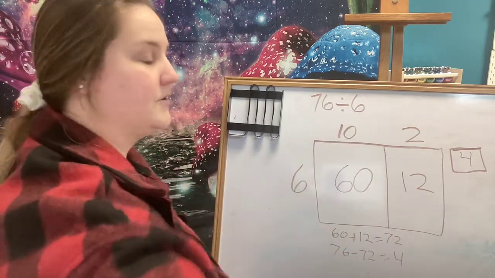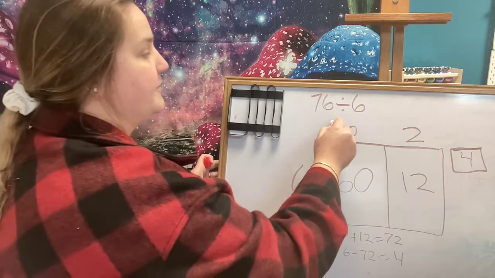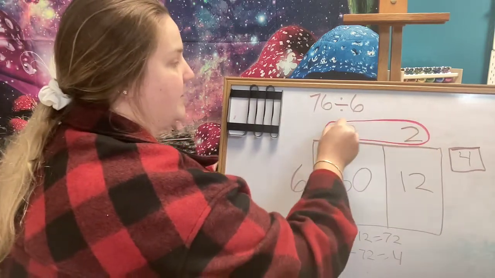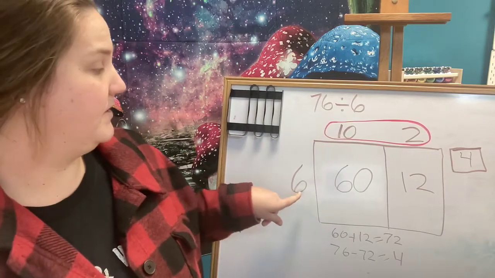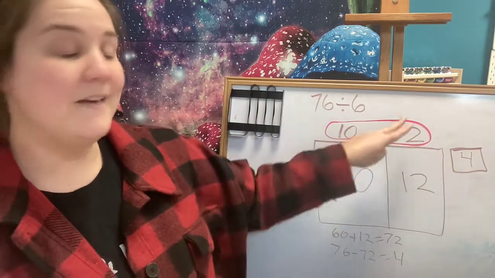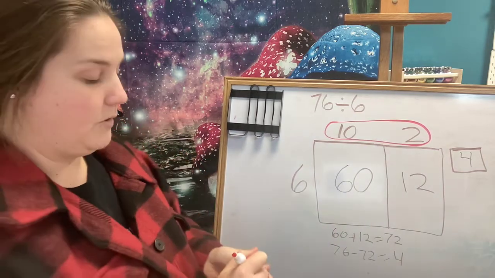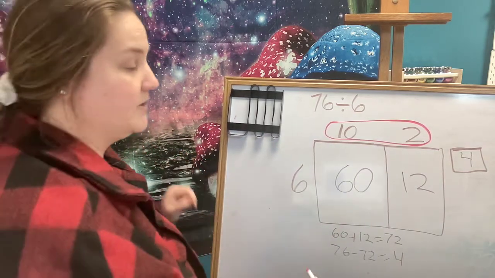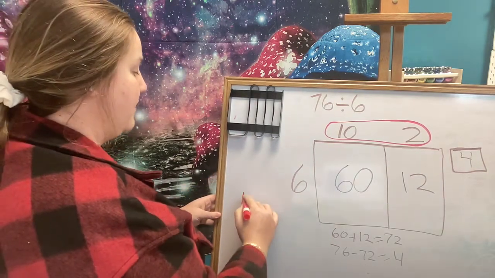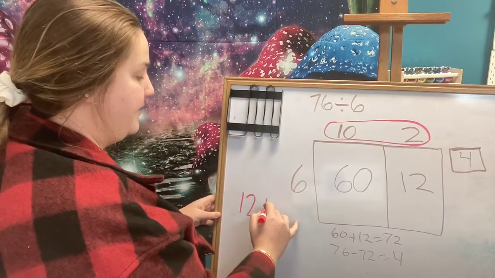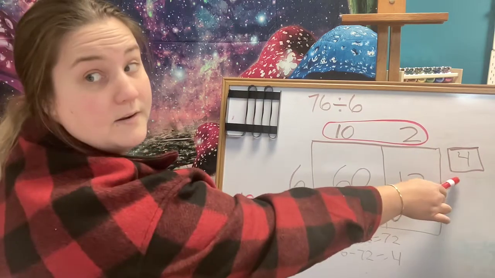Let me get a different color so you guys can see. To find your answer, you add your numbers up here that you used. So we used 6 times 10, so that was our first number. Then we used 6 times 2. We need to add these together to see what we get. So we know that 10 plus 2 is 12. Let me write it here so you guys can see. So 12 with a remainder of what?